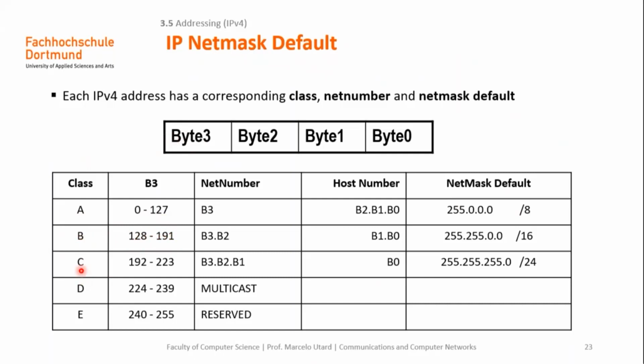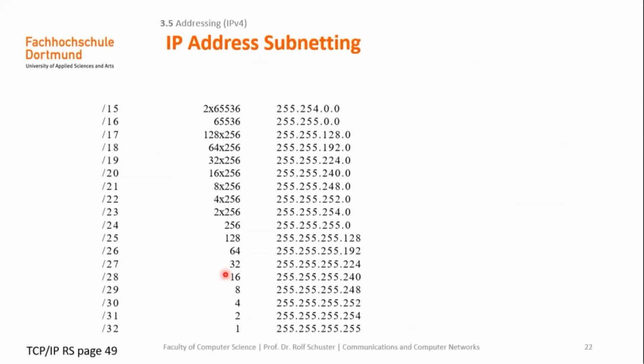In the case of class C, the range of this octet is between 192 and 223. And in the case of class C, for instance, the three most significant octets represent the net number.